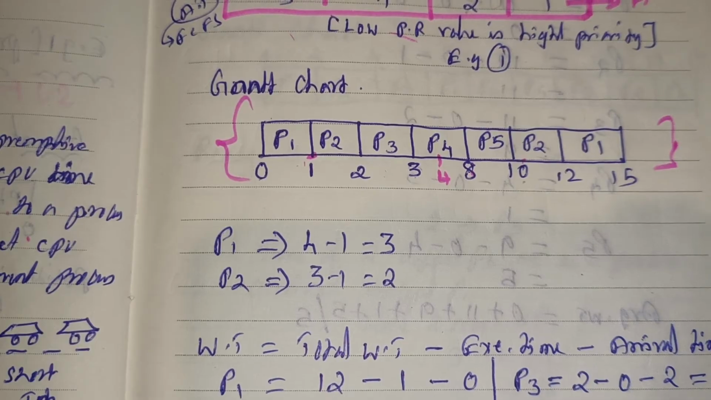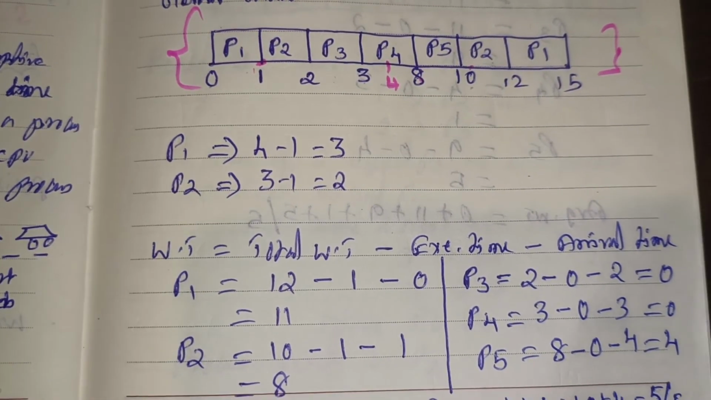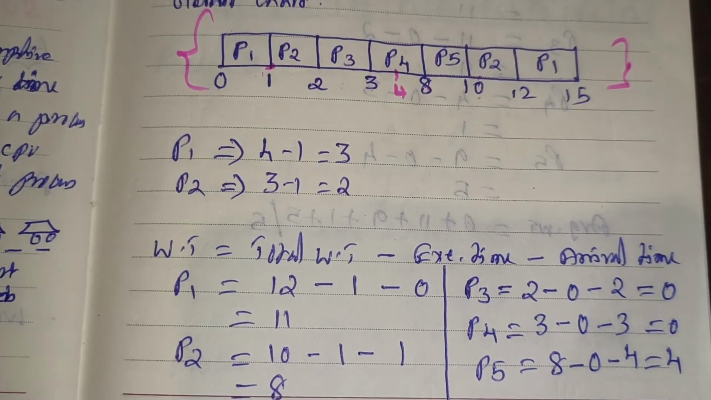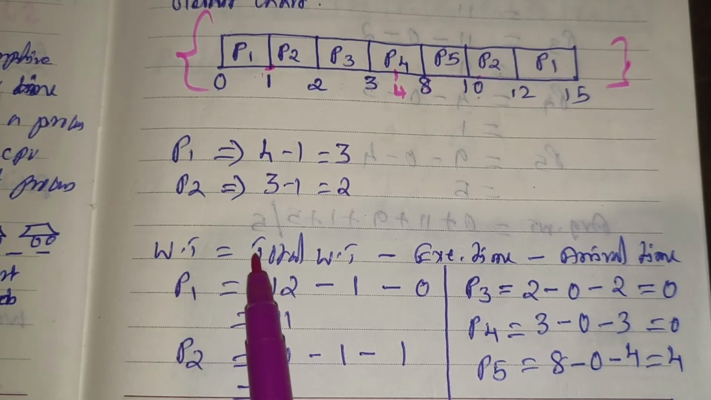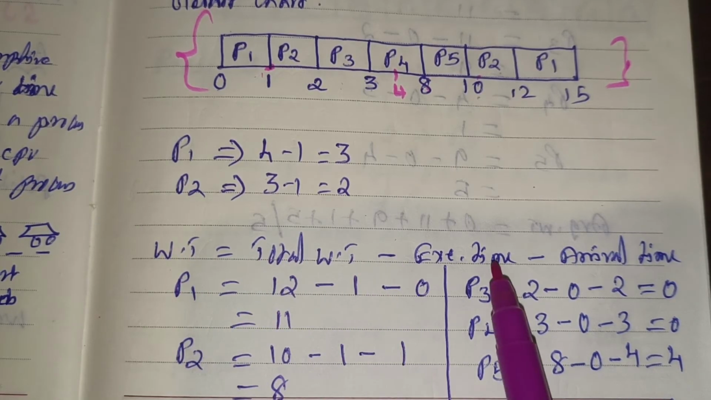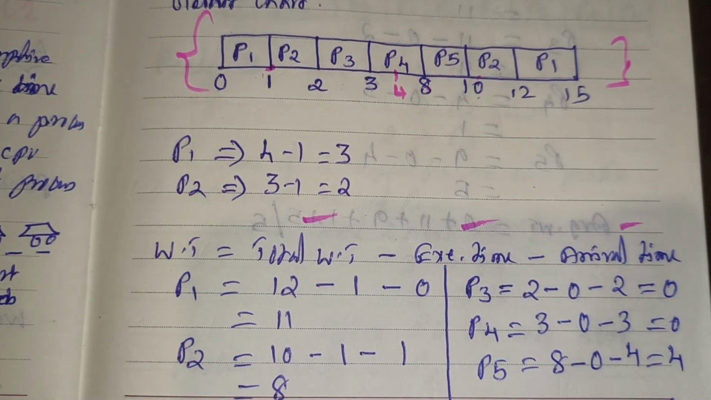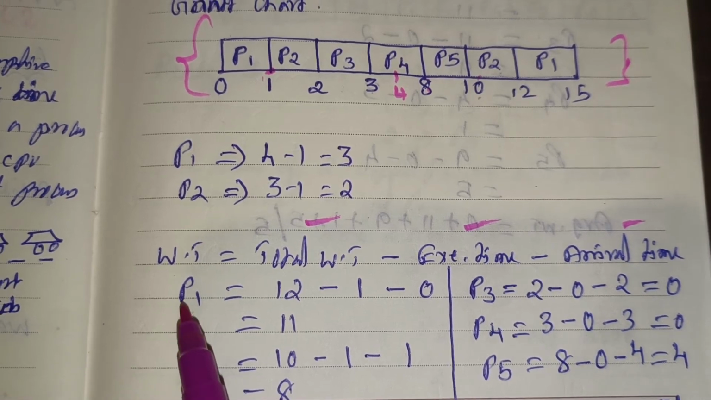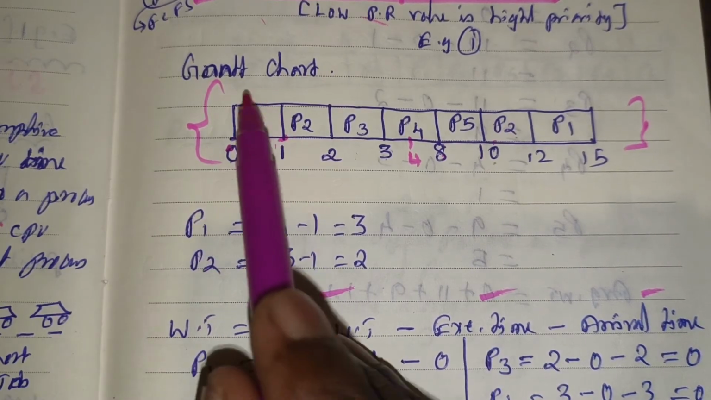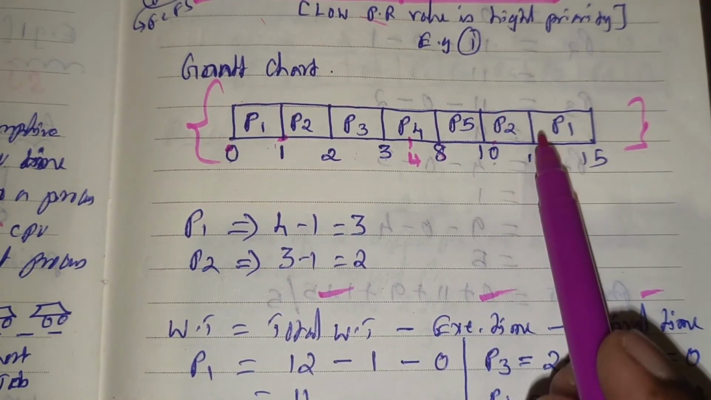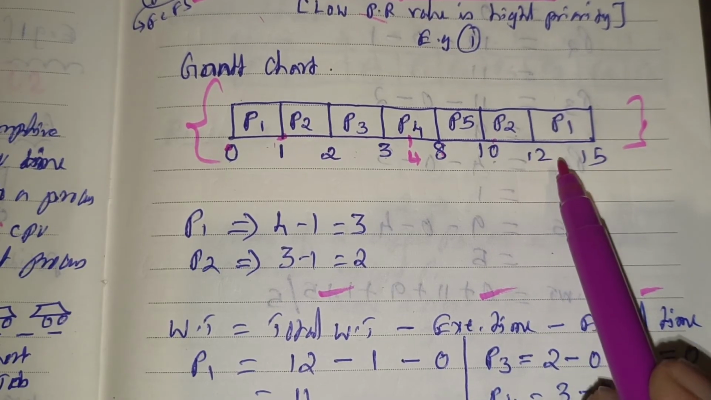Now listen carefully. We need to calculate the waiting time for each and every process. So what is the formula here? We have the formula: waiting time is equal to total waiting time minus execution time minus arrival time. We need to check processes 1, 2 and 3. Let's check process 1. What is the total waiting time for this process? Initially it is waiting at 0, and you need to take the maximum value. So process 1 is waiting until 12 seconds.